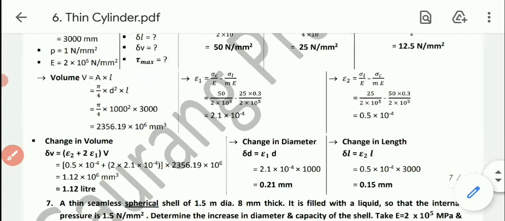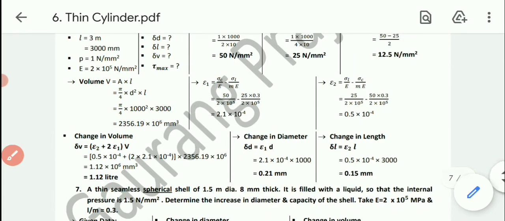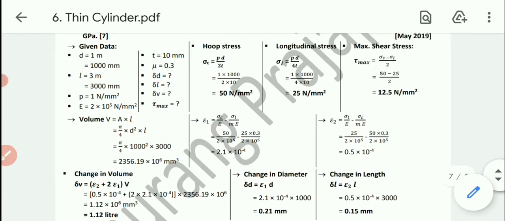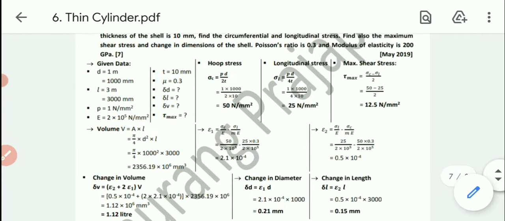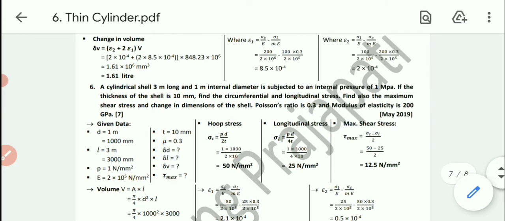So ultimately this sum includes change in all dimensions, means length, volume, as well as diameter. Clear? In addition we have also calculated tau max. So ultimately this sum includes all the unknowns of the chapter. Okay, so pay attention to example number 6. If you can solve this example number 6, then probably you can solve each and every sum of thin cylinder.